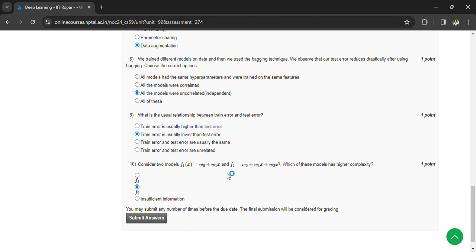Consider two models, F1 and F2. Which of the models has higher complexity? I think it is F2, because it has more constants and exponentials also. That's why I consider it as F2.